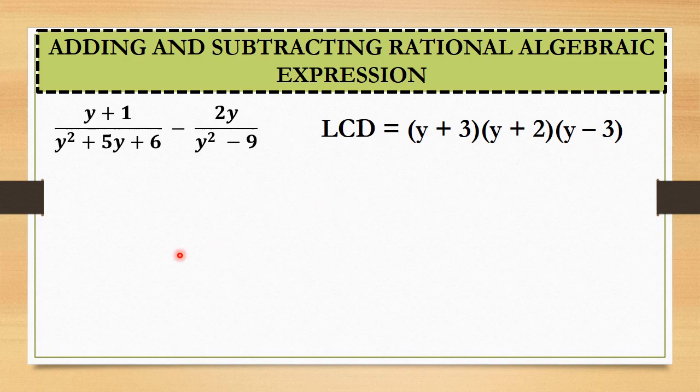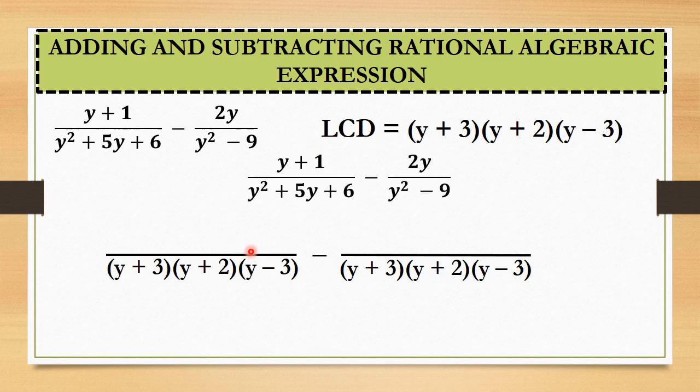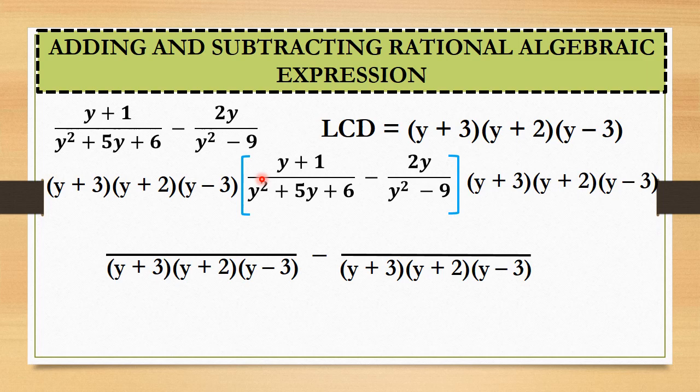Okay, so isusulat muna natin yung ating rational algebraic expression with their LCD. So, minus, so LCD din. Then, yung answer natin, once na i-multiply natin yung ating LCD sa ating original rational algebraic expression, ay dito na siya isusulat. Magiging bagong numerator na siya ng ating rational algebraic expression. So, this is our original rational algebraic expression. So, multiply the LCD to both sides of the rational algebraic expression.